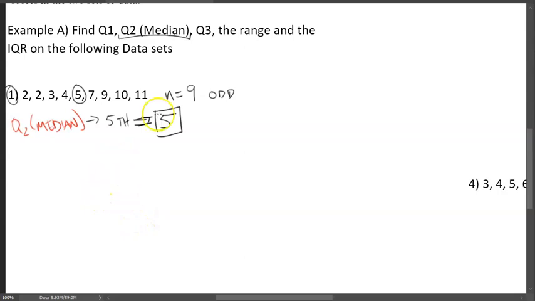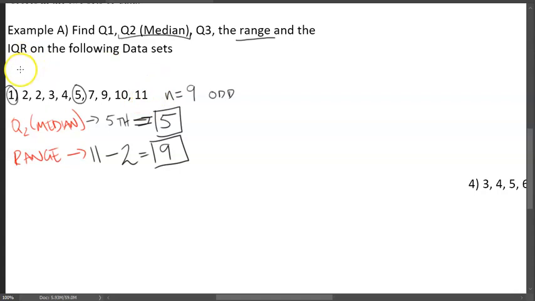Now we are going to find another simple thing, which is the range. So our range, this is the biggest number, which is 11, take away the smallest number, which is 2. And so in this case, our range is 9. Okay, so our range is 9. The variability between the smallest and the largest number is 9. So the range and the median, very, very simple.